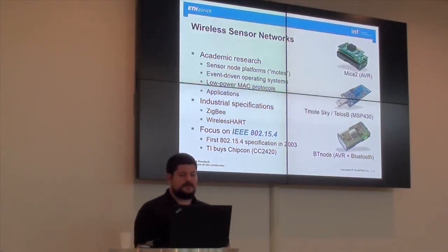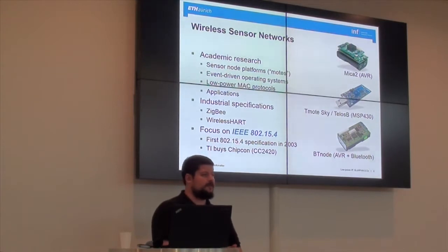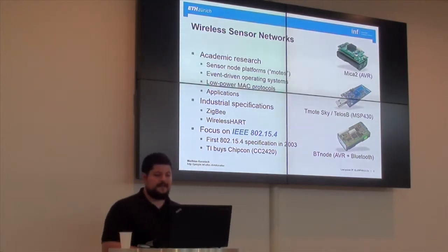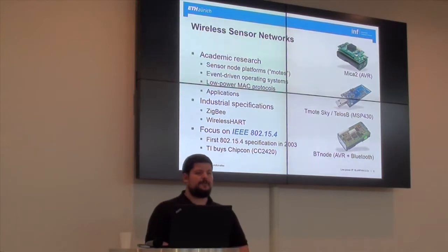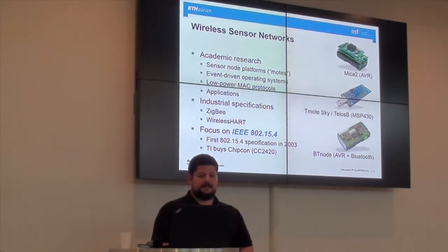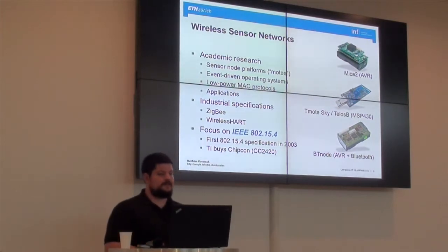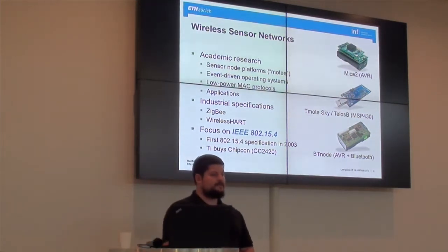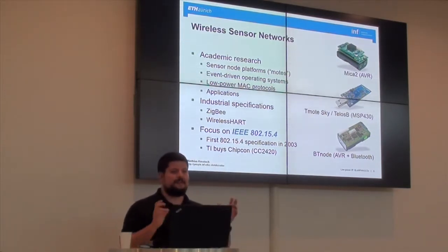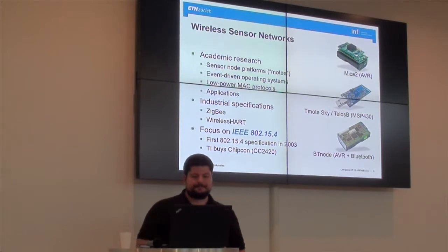At the same time, there were also industrial specifications that came up. One of the more famous ones is ZigBee. There's also WirelessHART for factory automation, for instance. And they all focused on IEEE 802.15.4. That was a specification that came out in 2003, and was a really cheap, low-power chip. It started at Chipcon, and the company was bought by Texas Instruments, and they produced this CC2420, which is the radio chip that was used in this research.